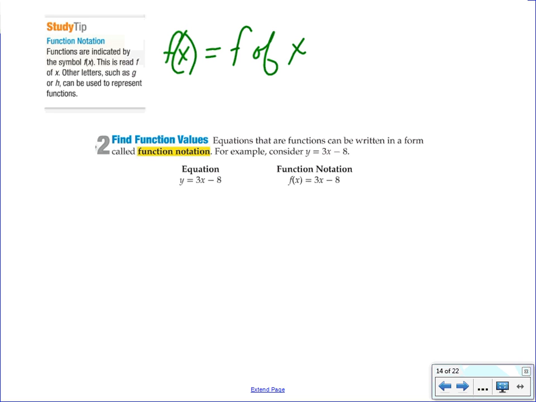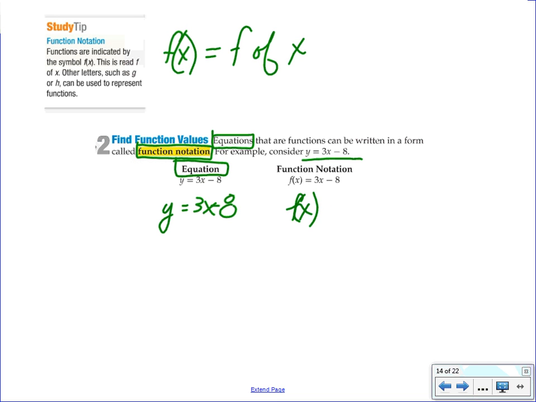Equations that are functions can also be written in a form called functional notation or function notation. So an equation and a function notation are basically the same thing. Let's consider this example, y equals 3x minus 8. When we write it in equation form, it's y equals 3x minus 8. However, if we wanted to write it as function notation, we'd say f of x equals 3x minus 8.